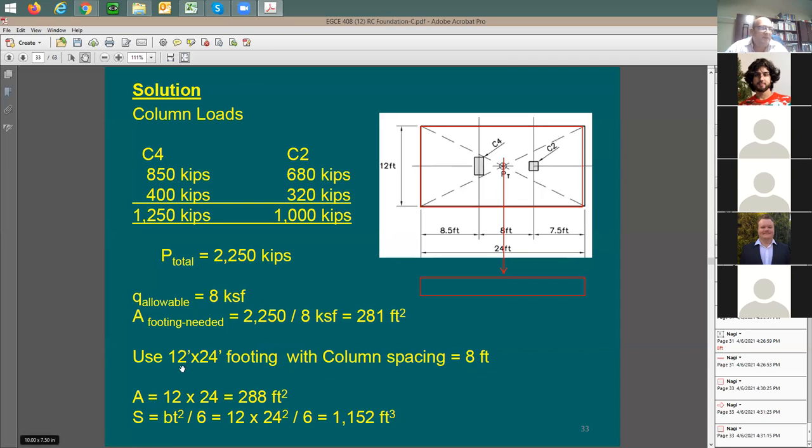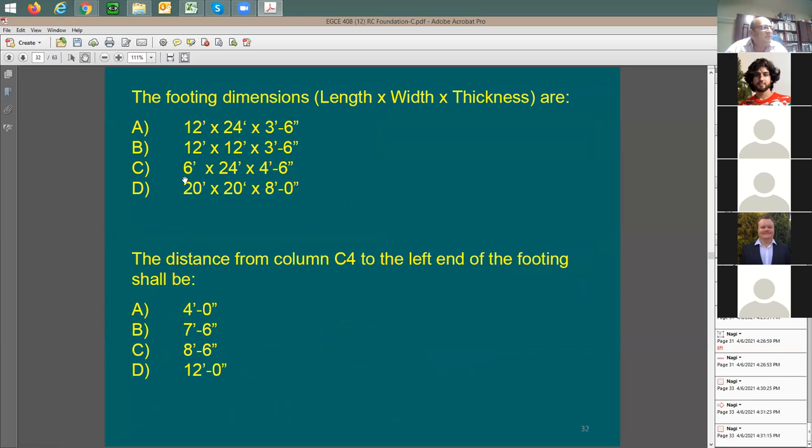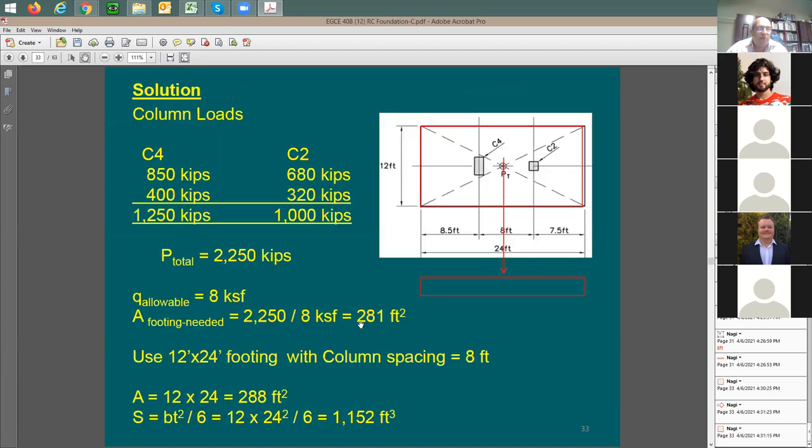Let's figure out the contact area for 12 by 24. 12 by 24 means 288 square feet. You're asking for a minimum of 281 to keep the stresses within 8 kSF or lower. My chance is good with 12 by 24. This seems to be a good option. 12 by 12 is not good. It's going to give you less contact area, right? 6 by 24 is not good because 12 by 24 is barely making it. You have 288 versus 281, so 6 by 24 is not a good option. 20 by 20 is going to be 400 square feet of contact area, which is too much. You just need 281. So I'm going to go here with 12 by 24.